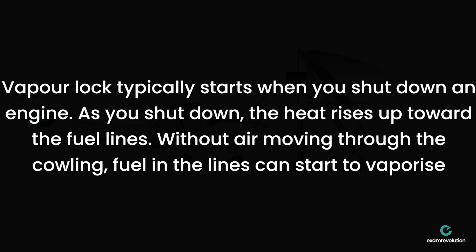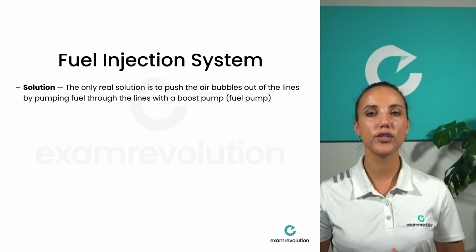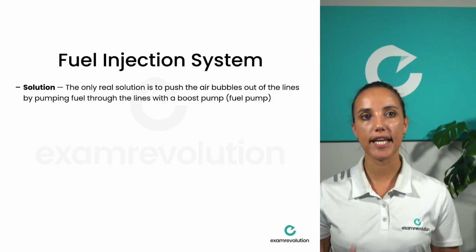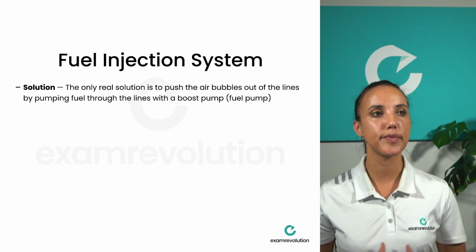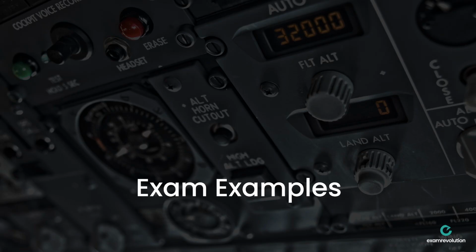Now vapor lock typically starts when you shut down an engine, and as you shut down, the heat rises upward toward the fuel lines. Without air moving through the cowling, fuel in the lines can start to vaporize. Now the only real solution to push the air bubbles out of the lines is by pumping fuel through the lines with a boost pump or a fuel pump.